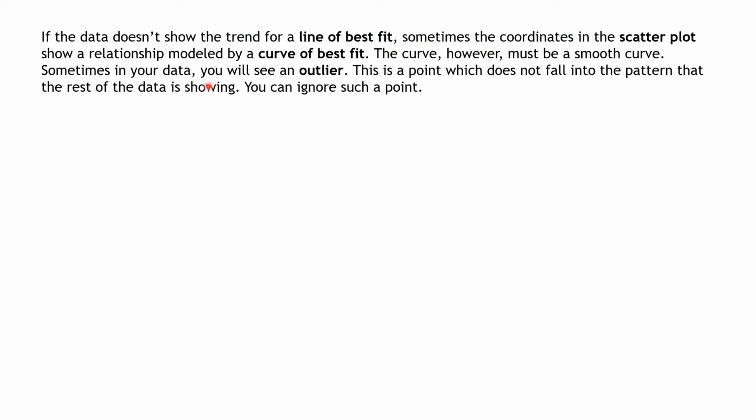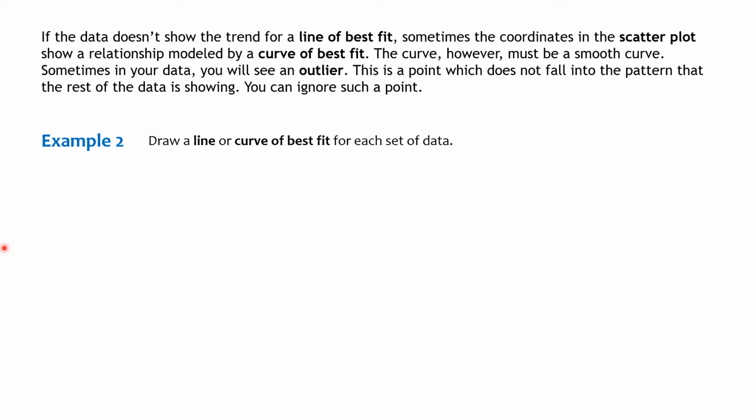Sometimes the coordinates in a scatter plot show a relationship modeled by a curve of best fit. The curve, however, must be a smooth curve. So now we're talking about a curve of best fit, not a line. Sometimes in your data, you'll see an outlier. There's another new word. This is a point which does not fall into the pattern that the rest of the data is showing, and we can ignore it.